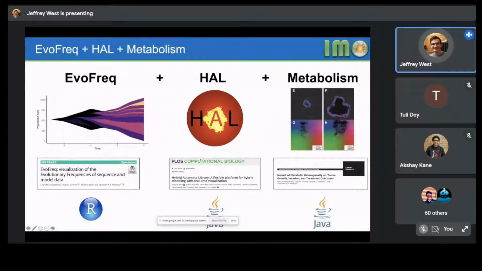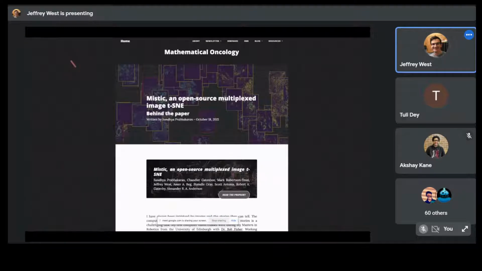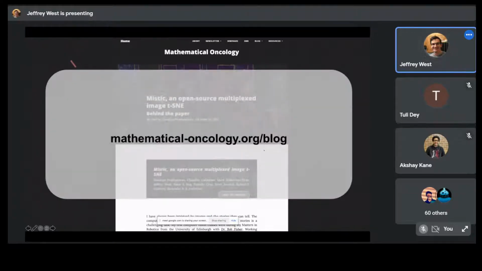What this was done with is something called HAL, a Hybrid Automata Library, and this is written in Java. We have a lot of tutorials for this sort of agent-based approach if you're interested. In fact, for this particular model that I explained today, I have a tutorial on the Mathematical Oncology blog. I might as well show that now. If you go to this link, I have a tutorial on this exact project where you can visualize evolution of passenger and driver mutations over time.